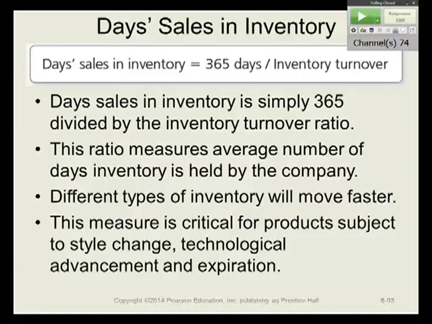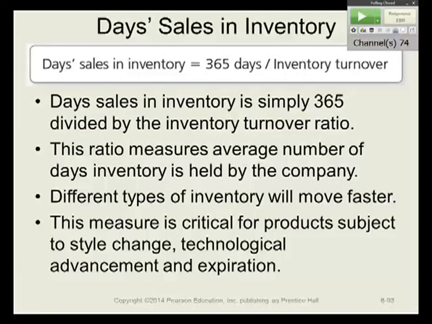Now, why do we use the average? Well, take a look at this ratio. When you start looking at financial ratios, you're going to understand that all financial ratios that are built in the following way will use an average in the denominator. Cost of goods sold. What statement is that on? The income statement, of course.